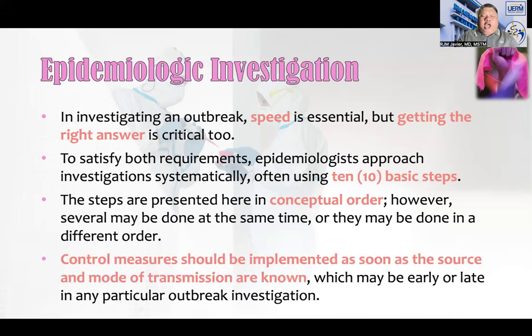To investigation, control measures should be implemented the soonest possible time, the moment we are able to identify what is the source of the epidemic, and we also learn of the mode of transmission. So when we talk of control measures, depending on the speed of identifying the source and recognizing the main mode of transmission, then control measures may be instituted at the very early stage of the outbreak, or towards the latter part of an outbreak investigation.